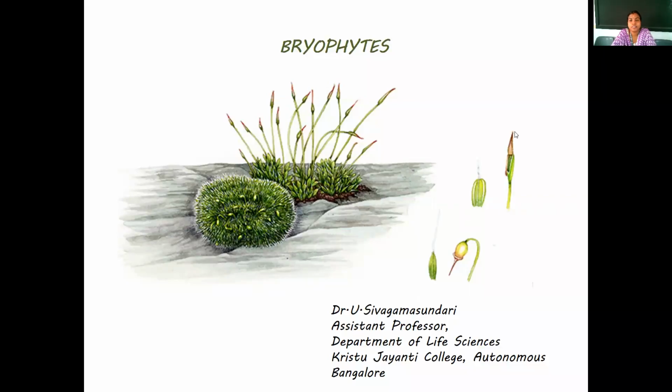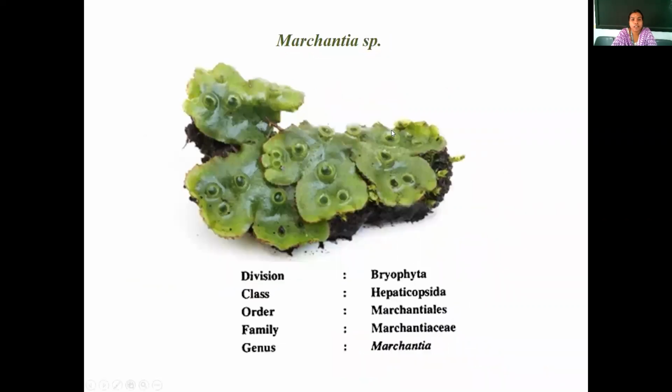Dear students, today's video is about Marchantia, morphology, and vegetative mode of reproduction. Let me share the screen. So this is how the thallus, that is the gametophytic phase of Marchantia thallus, looks like.